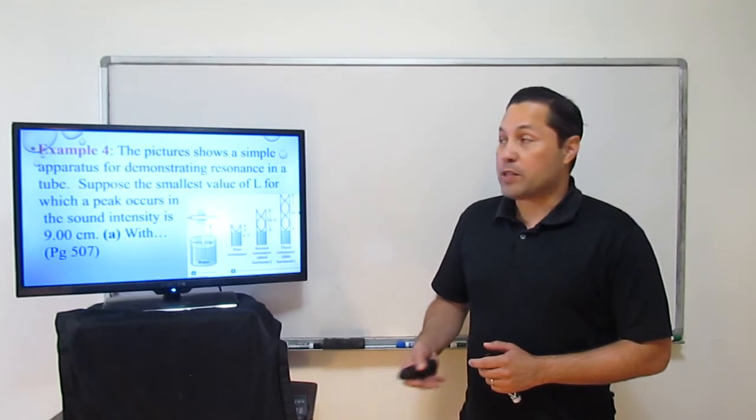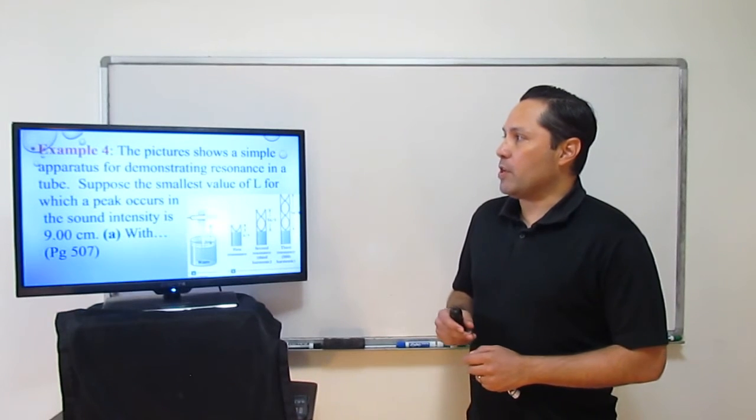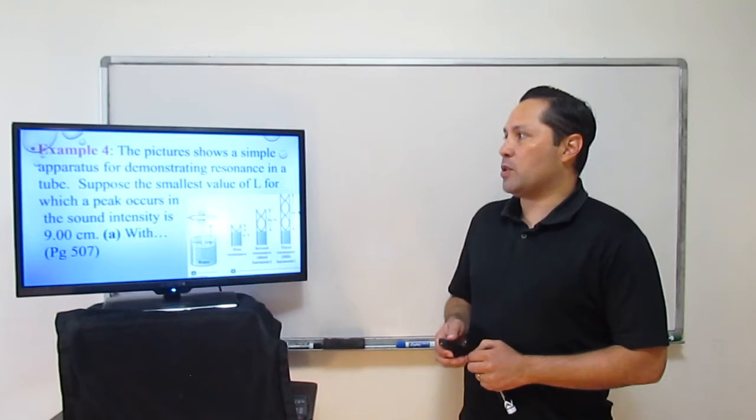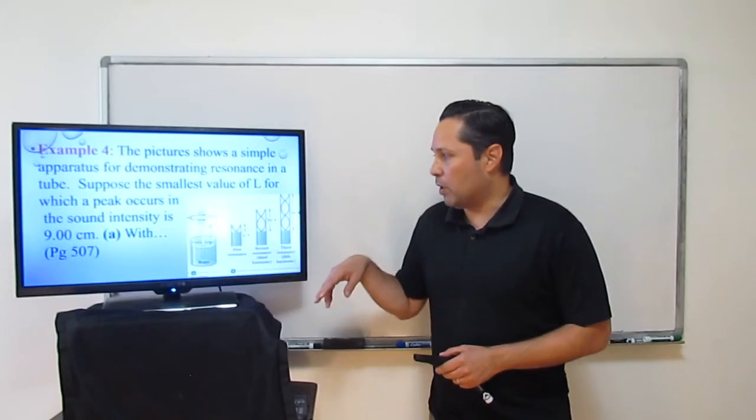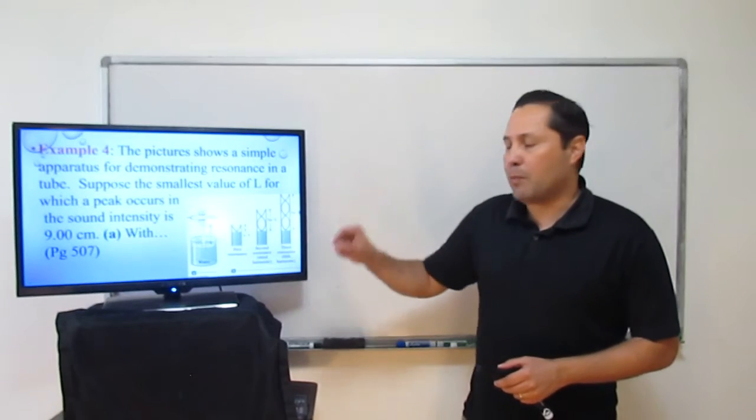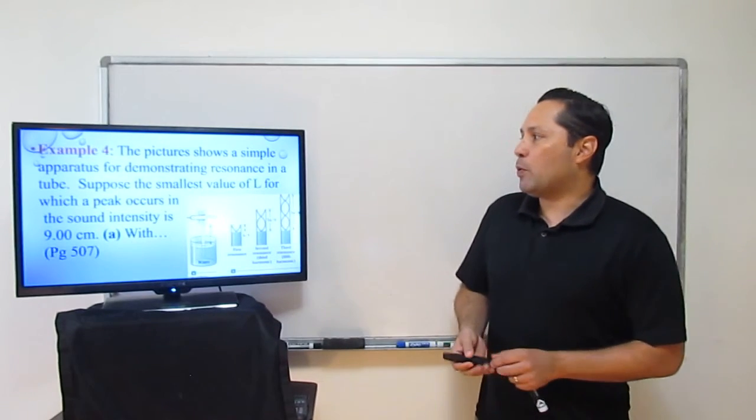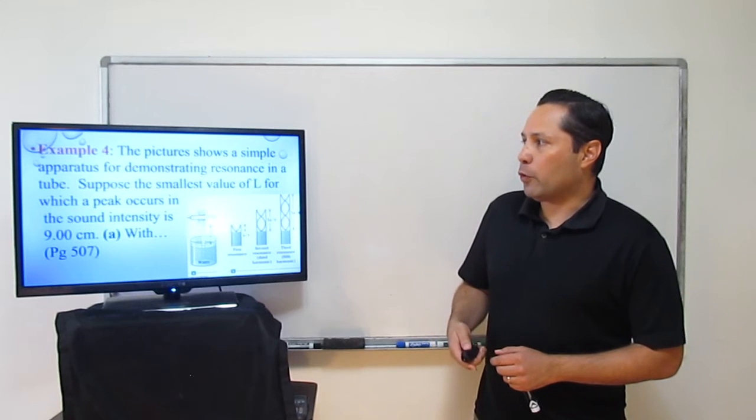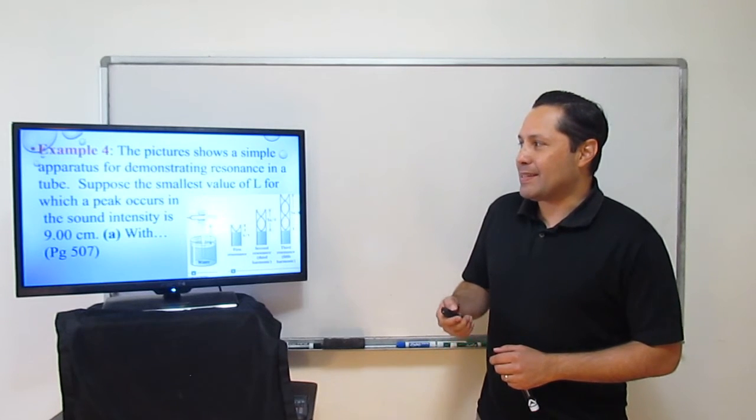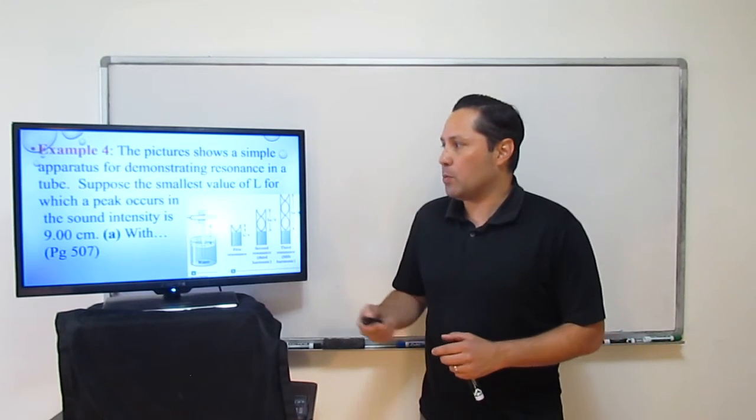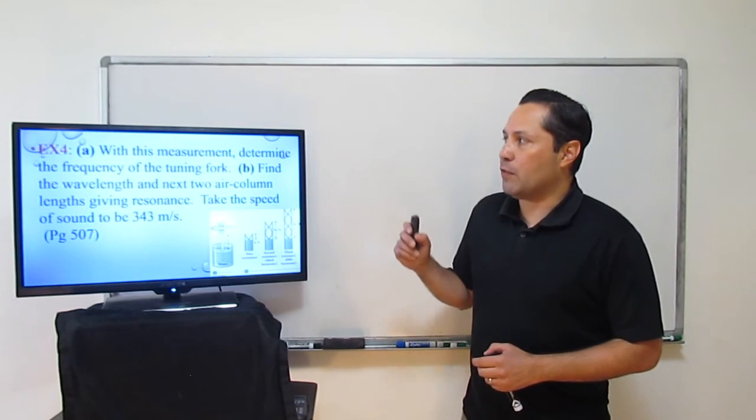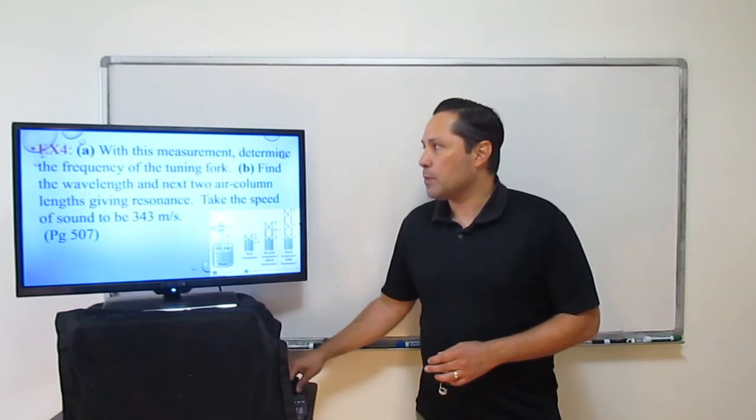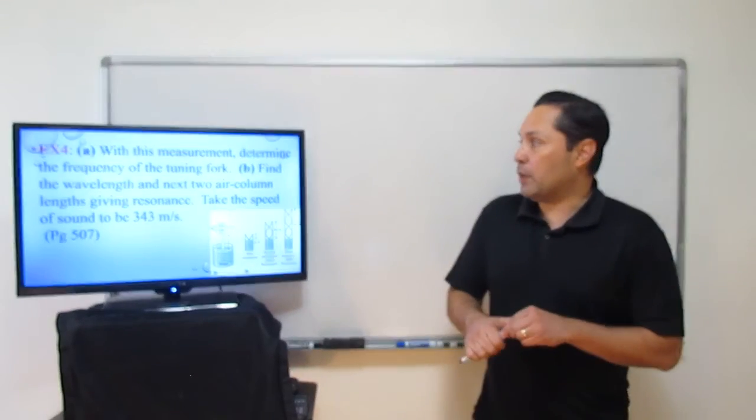In example 4, we ask the following question. The pictures show a simple apparatus for demonstrating the resonance in a tube. So here we have a tube inserted into water with a tuning fork above it, and you can move the tube up and down to vary the length. Suppose the smallest value for L, for which a peak occurs in the sound intensity, is 9 centimeters. In part A, they ask you, with this measurement, determine the frequency of the tuning fork. All right, so that's going to be our very first order of business.